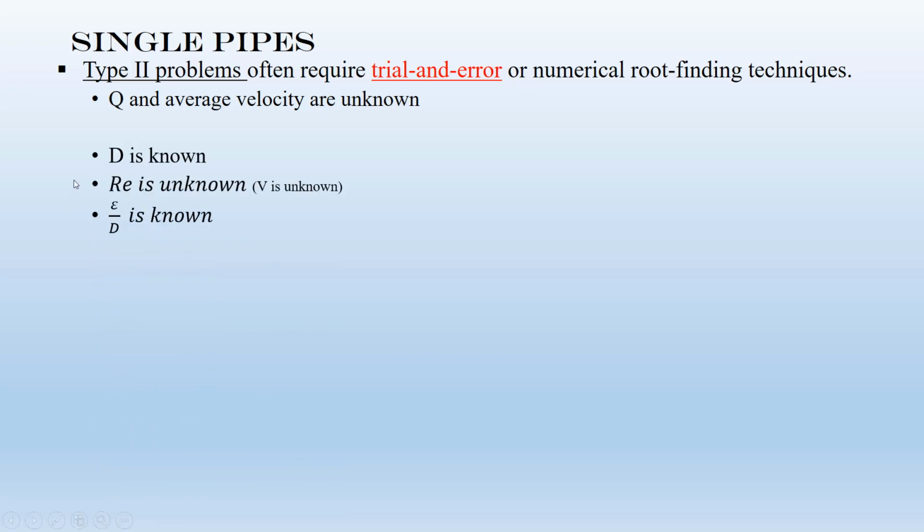So diameter is known in this type of problems. When the diameter is known, epsilon over d, the relative roughness, is known. However, you don't have the velocity, so you can't calculate the Reynolds number. The Reynolds number is unknown, so you can't use the correlations or Moody's diagram to find the friction factor. So F is unknown in this type of problem.